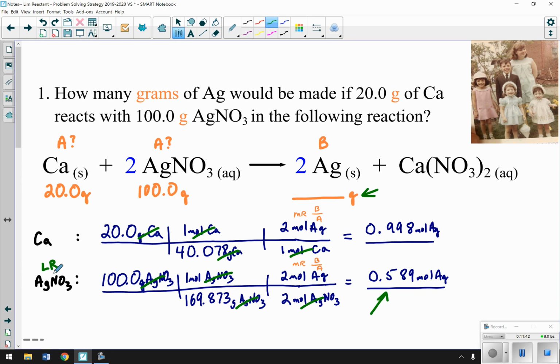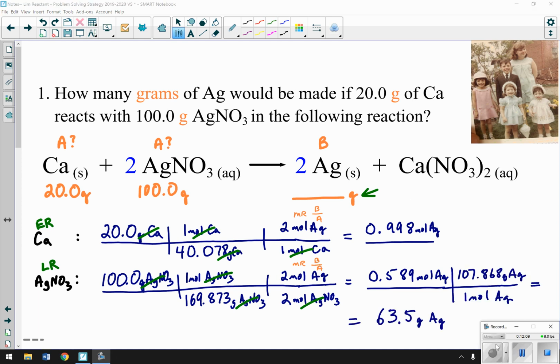By definition, if you think about our S-burger recipe lecture, calcium then would be the excess reactant. You have too much calcium, and the way you know is because using the amount of calcium as your A, you think you're going to make more silver than you actually can. So again, with silver nitrate as our limiting reactant, we're going to do the final step.